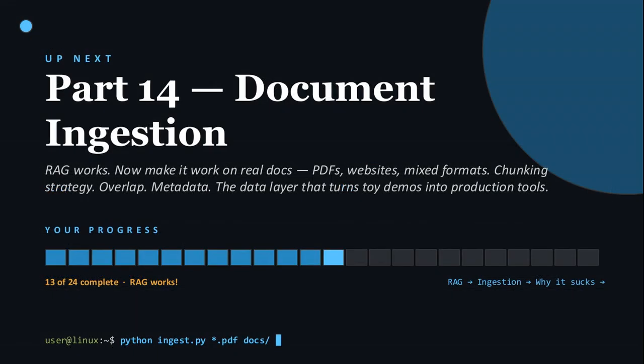And that's 13 down, 11 to go. Next time we leave the toy text behind and tackle real documents, PDFs, scraped websites, messy mixed formats. You'll learn why chunking strategy matters more than your embedding model, how overlap saves you from cut-off context, and why metadata is the difference between a demo and something you'd actually ship.